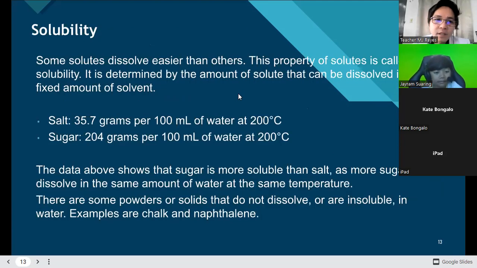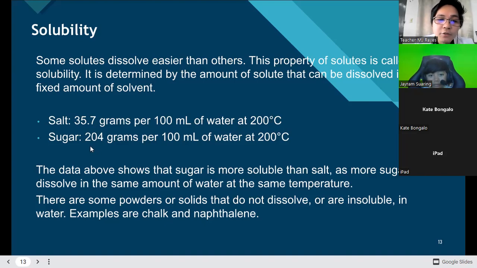Solubility. Some solutes dissolve easier than others. This property of solutes is called solubility. It is determined by the amount of solute that can be dissolved in a fixed amount of solvent. For example, salt, which is 35.7 grams per 100 ml of water at 200 degrees centigrade or Celsius. So we actually dissolved 35.7 grams of salt in 100 ml of water at a given temperature of 200 degrees Celsius.